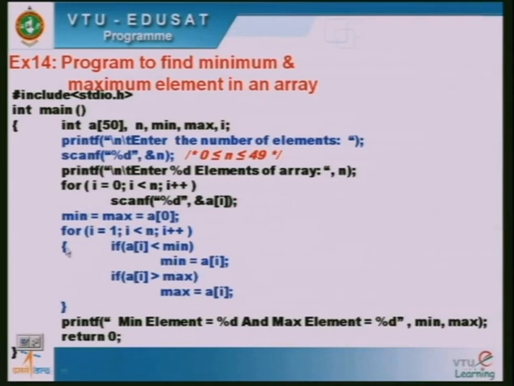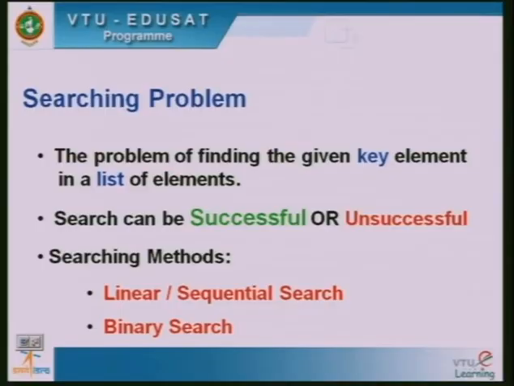Fine. At the end of this loop, when it comes out of the loop, the min value will be stored in the min variable and the max value will be stored in the max variable. So you are supposed to display "min element is equal to %d and max element is equal to %d". So you will be printing the minimum value as well as the maximum value. So, next is the searching problem. We have learned how to write the program using an array to find the minimum element and the maximum element of an array.